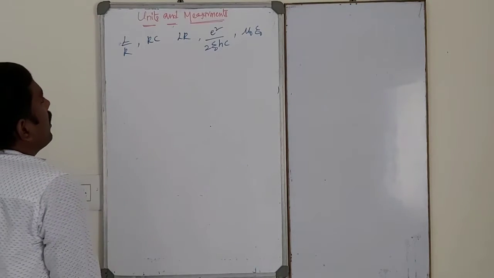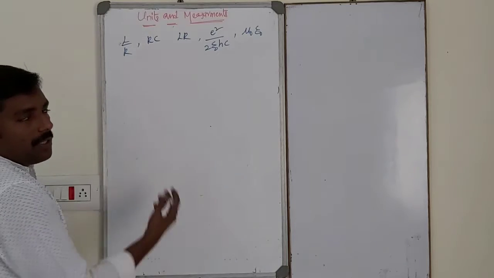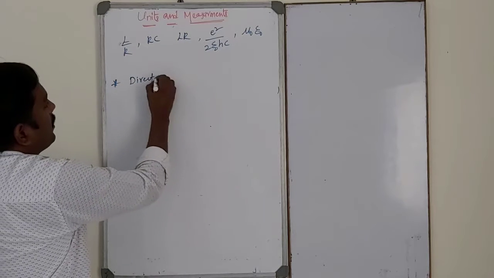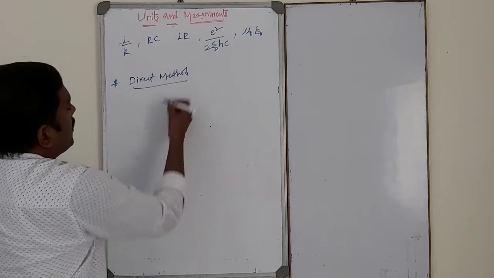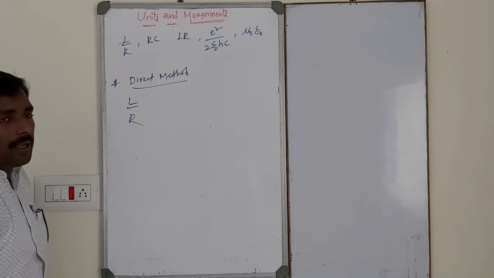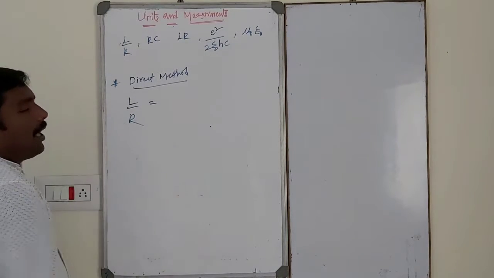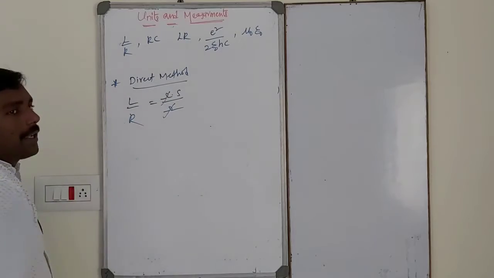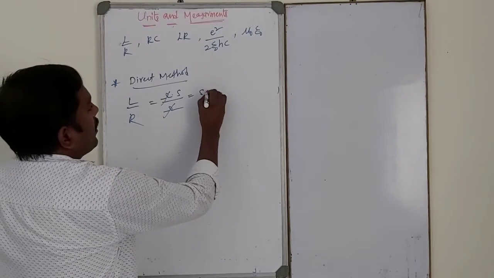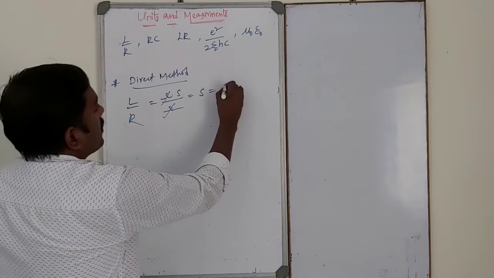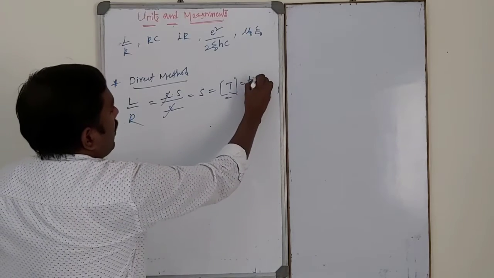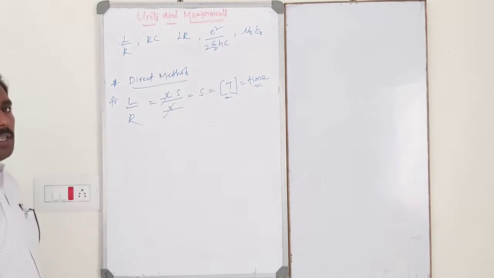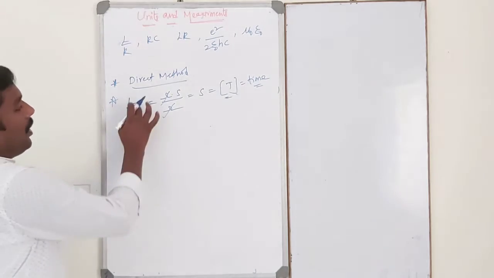Okay students, first of all L by R. So there are two methods to find out the dimensional formula. First of all, the direct method. Dimensional formula for L by R. What is the SI unit of L? Ohm second divided by R, ohm. Ohm, ohm get cancelled out. So that is second, which is nothing but the dimensional formula for second, that is T. So it is the time factor. L by R is nothing but the time factor. It is very important from the examination point of view in CET or NEET. So L by R is nothing but the time factor.